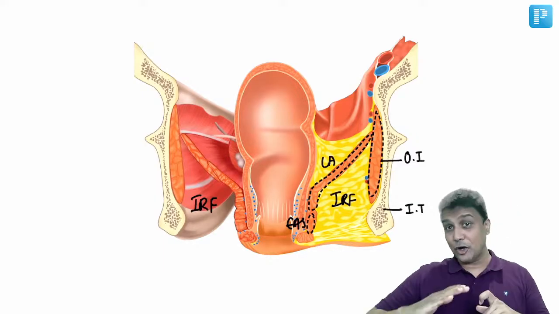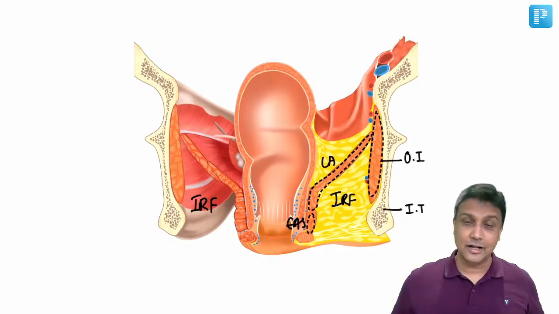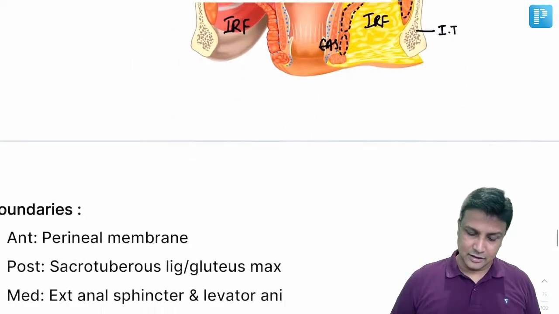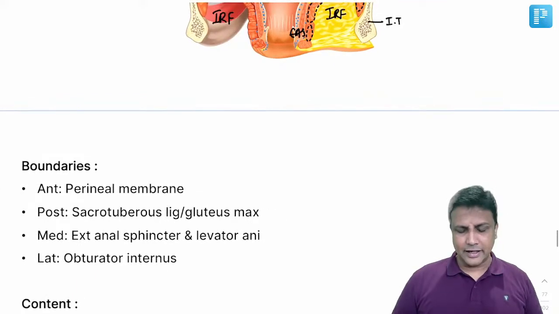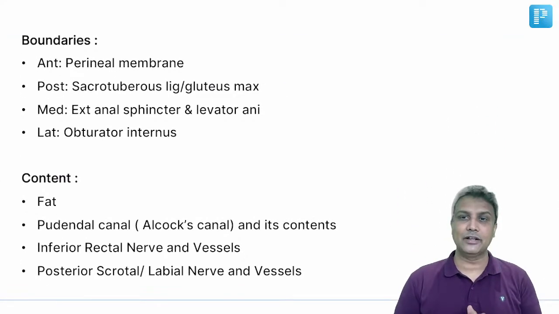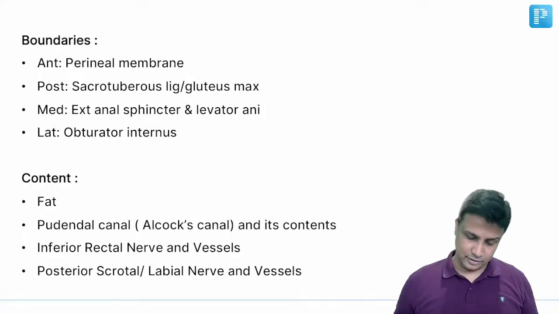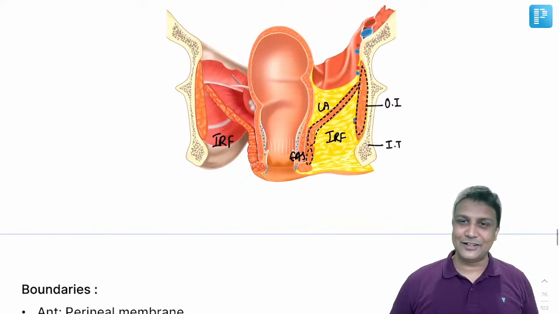So for the ischiorectal fossa, on the lateral side you have obturator internus, on the medial side there will be levator ani and external anal sphincter muscle, guys. Those are the boundaries that you have to remember. Then anteriorly, of course, there will be a membrane, that is your perineal membrane, and posteriorly you'll have the sacrotuberous ligament, the ligament between the sacrum and ischial tuberosity. Now what is the content? Of course, you're able to see it is filled with fat here.